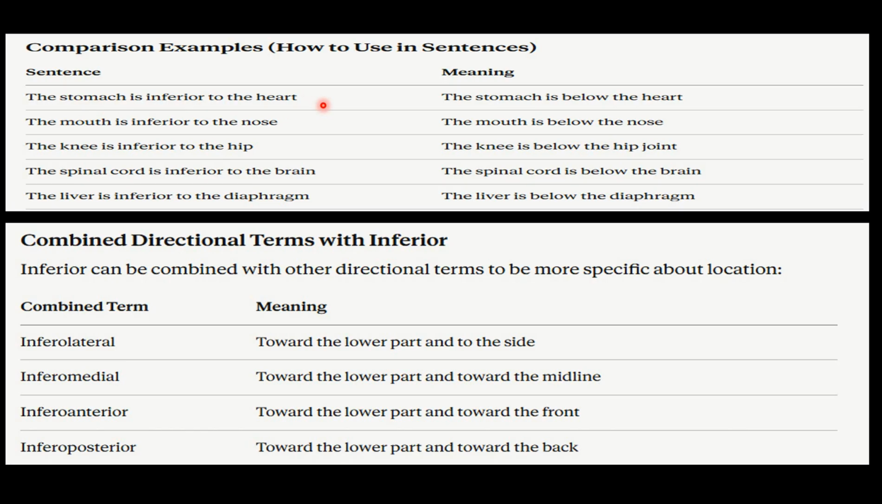Correct? Because heart comes first, then comes stomach. That means stomach is more towards the feet. So the stomach is below to the heart. The mouth is inferior to the nose. The mouth is below to the nose.